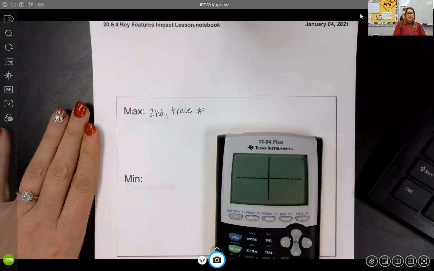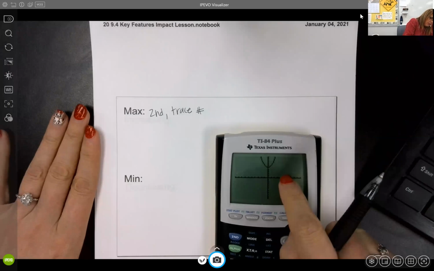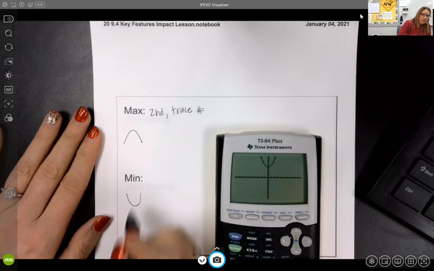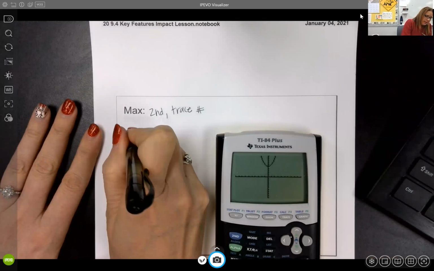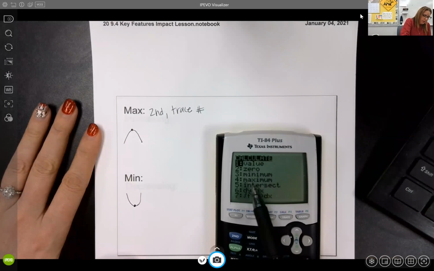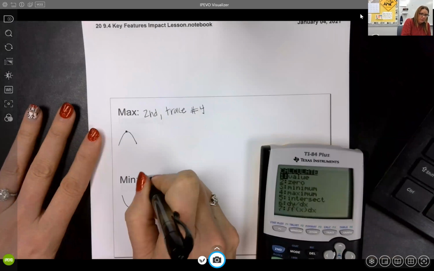So when I look at this equation, I want to find that max or min. So the maximum is going to look like a mountain and come up like this, or the minimum is going to come down like this. And I'm trying to find this lowest point or this highest point. So I go second trace, and then if I'm looking for a maximum, it's number 4. And if I'm looking for a minimum, it's number 3.